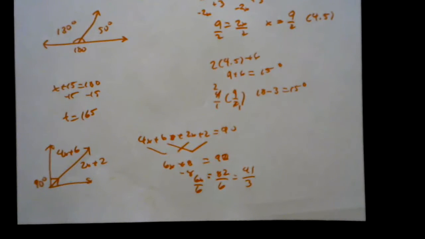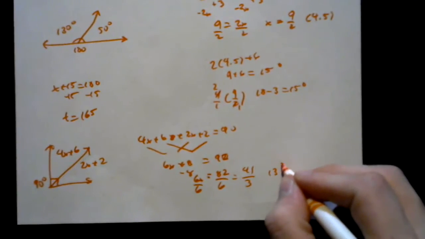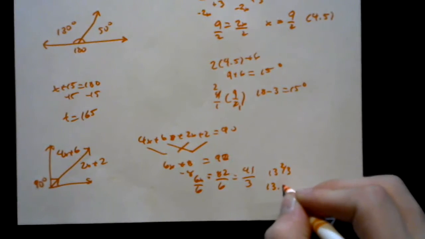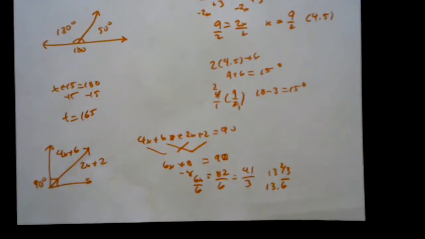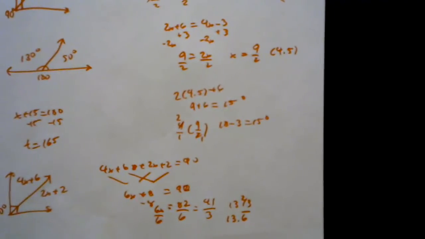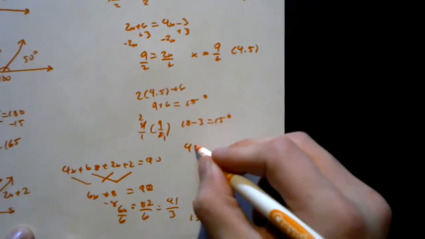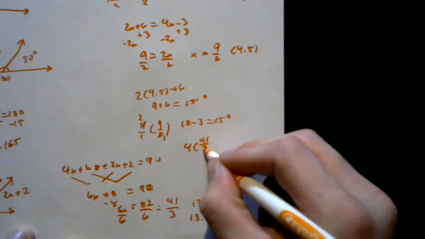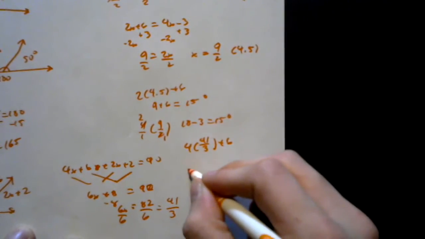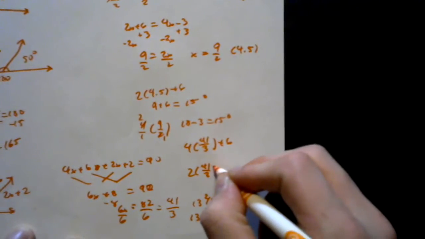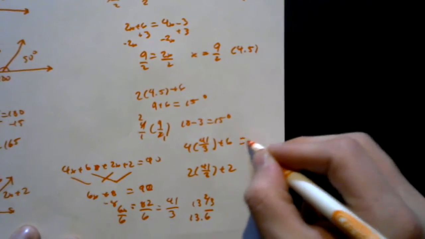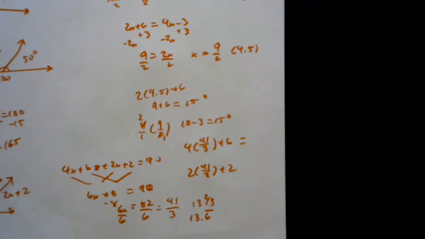Or 13 2/3, or 13.6 repeating. Whatever works, that's what x would equal. Now you could plug that back. We have to plug them back into both of them to find what, because these are going to be different ones. So we have 4 times 41/3 plus 6. We have 2 times 41/3 plus 2. So let's crank these out real quick.